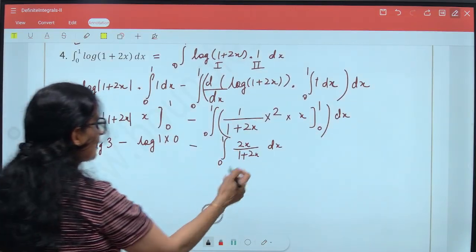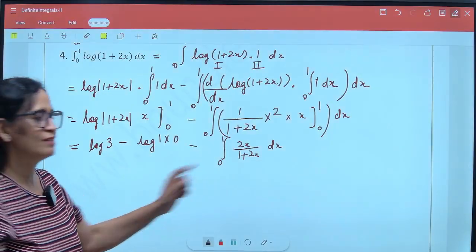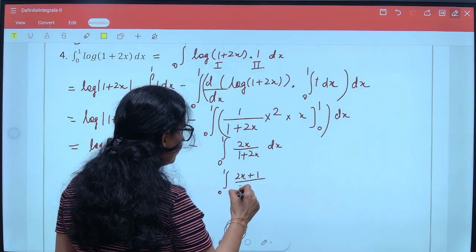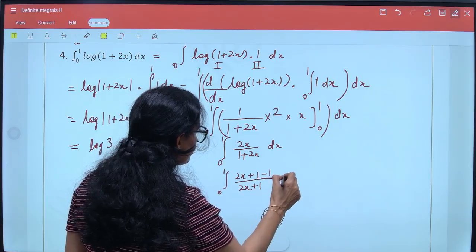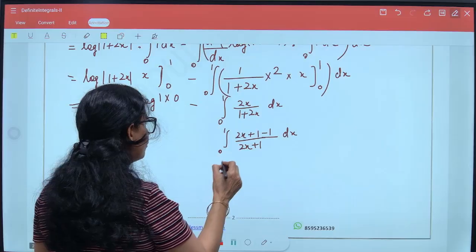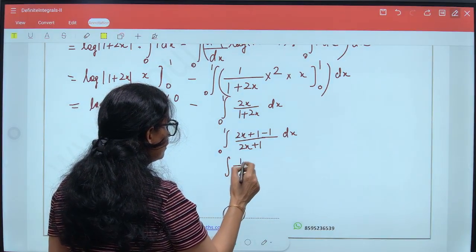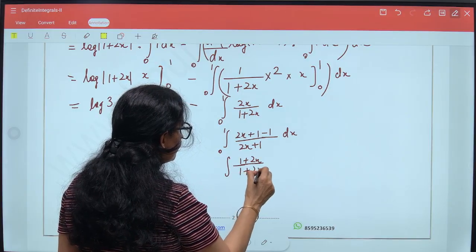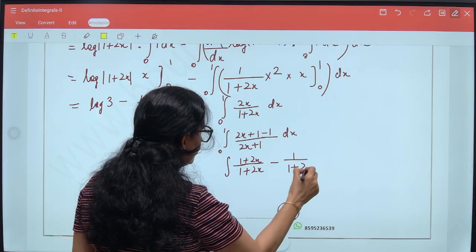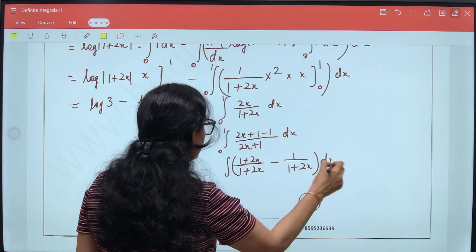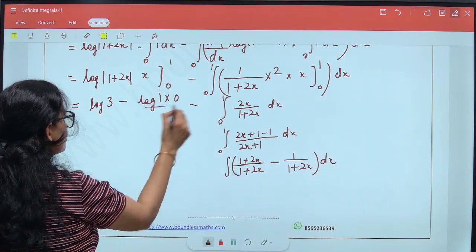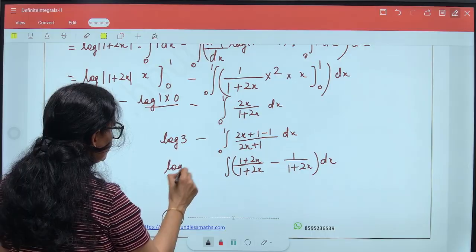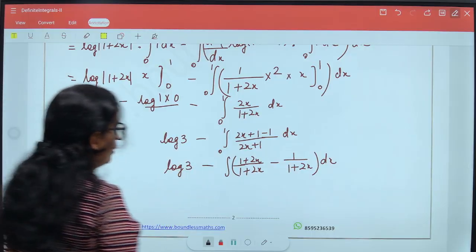Now if you look at the second part of the question, we can use balancing here before we integrate. So this becomes 2x plus 1 upon 2x plus 1 minus 1 also in the numerator, and this can be separated out as two terms, 1 plus 2x upon 1 plus 2x, and the second term will be minus 1 upon 1 plus 2x, right. Outside we have log 3 left out because this is 0, so we just have log 3 minus. Now we need to integrate this.